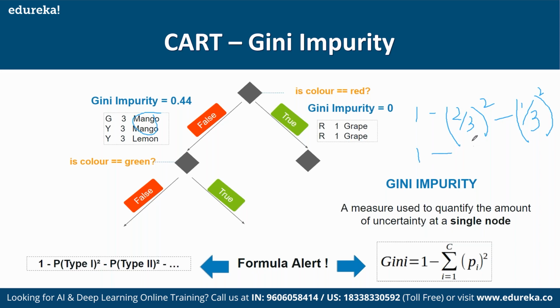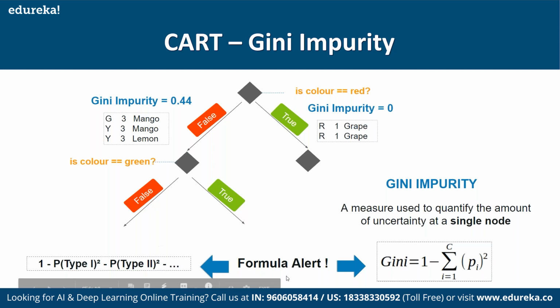1 minus 5 by 9. Correct, this part is fine. This is equal to 4 by 9, which is equal to 0.44. Great, so this is how we find the Gini impurity. So this is 0 and this is 0.44.